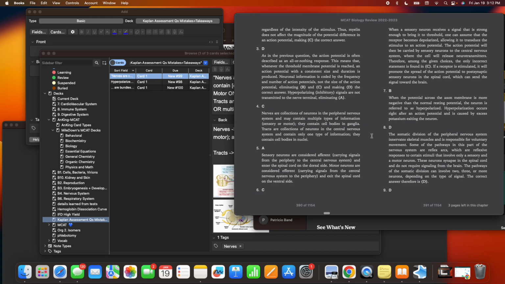Sensory neurons are considered afferent, carrying signals from the periphery to the central nervous system and to the spinal cord on the dorsal side, from the back door. Motor neurons are considered efferent, carrying signals from the central nervous system and exiting the spinal cord on the ventral side. When a sensory neuron receives a signal that is strong enough to bring it to threshold, one can assume that the receptor becomes depolarized.